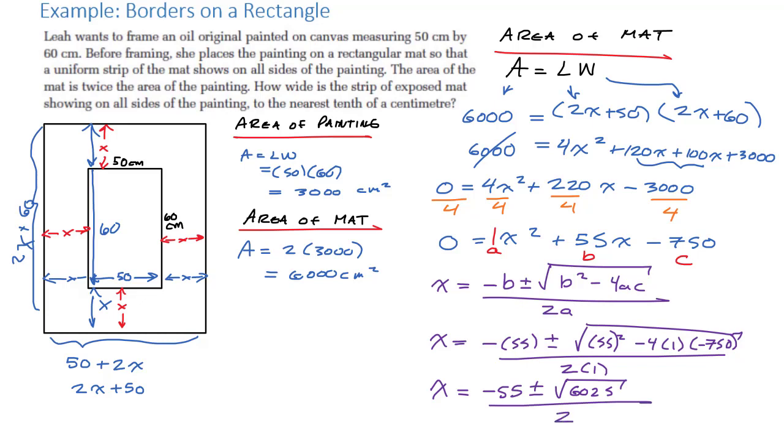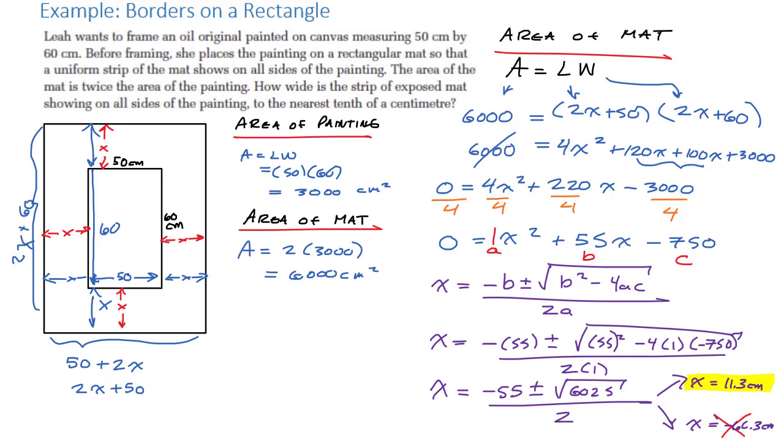So there's two possible answers. What's negative 55 plus that? What's negative 55 minus that? Divide them both by 2. And when you do that, you're going to get two possible answers for x. x could be equal to 11.3 centimeters, or x could be equal to negative 66.3 centimeters. Now, it should be pretty obvious which one makes sense here. The negative one's out. We can't have a negative length. No way. So the only one that makes sense is 11.3, which must be our border width.